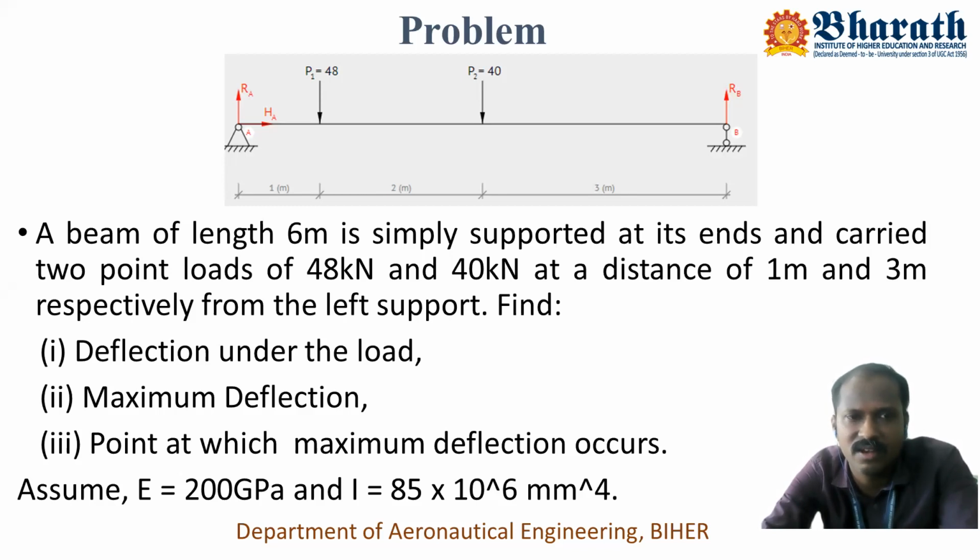And you are supposed to calculate the deflection under the loads, which means there are 2 loads. You have to find the deflection under both the loads. Then I should calculate the maximum deflection. Also, I should find the location at which the maximum deflection happens. So these 3 things are required to be found for the above mentioned simply supported beam, and you can assume the Young's modulus of the material as 200 GPa and the moment of inertia for the cross section as 85 into 10 power 6 millimeter power 4.